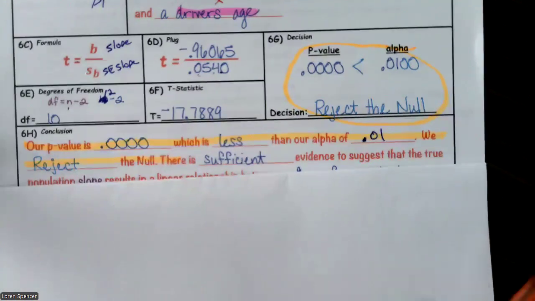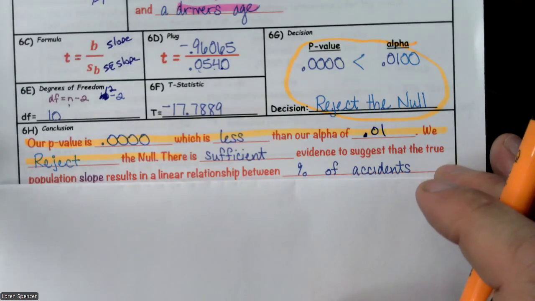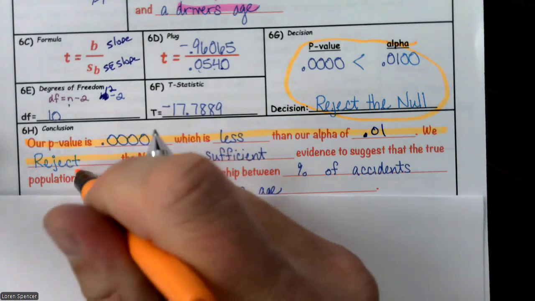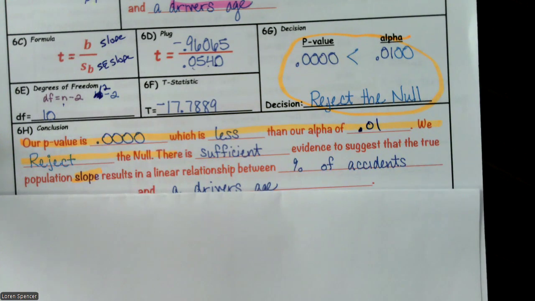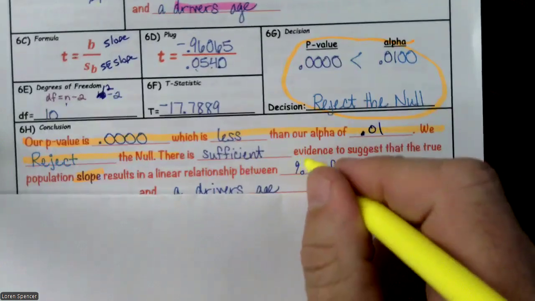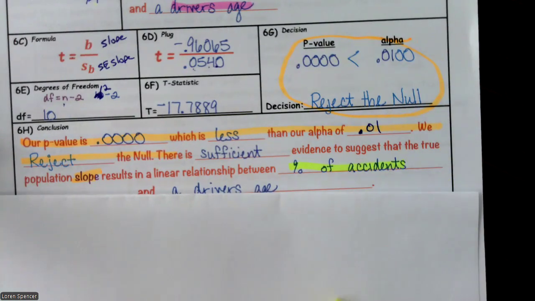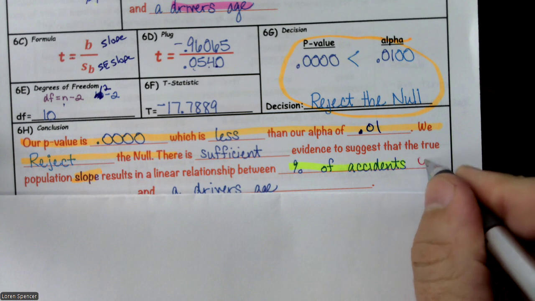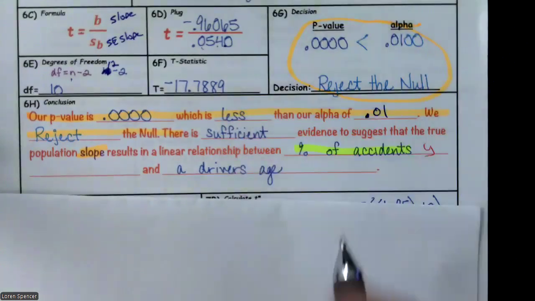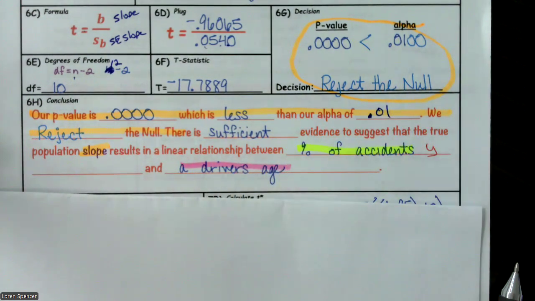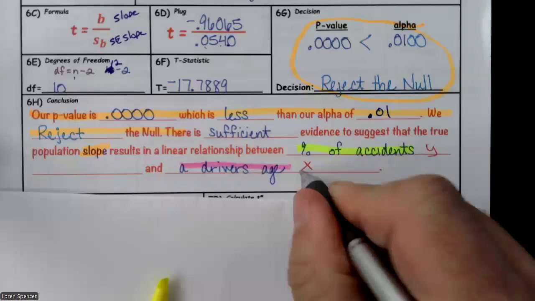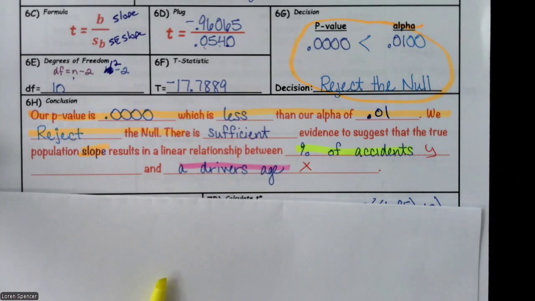Then it says there is sufficient evidence to suggest the true population slope results in a linear relationship between percent of accidents. And I'm having trouble this morning keeping up with my markers and pen. So percent of accidents, guess what? That's our Y, because we usually go Y before X, and a driver's age. And guess what? Driver's age happens to be X. All right, so that's our conclusion.